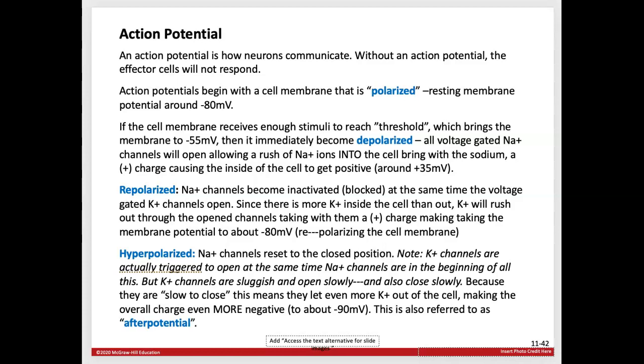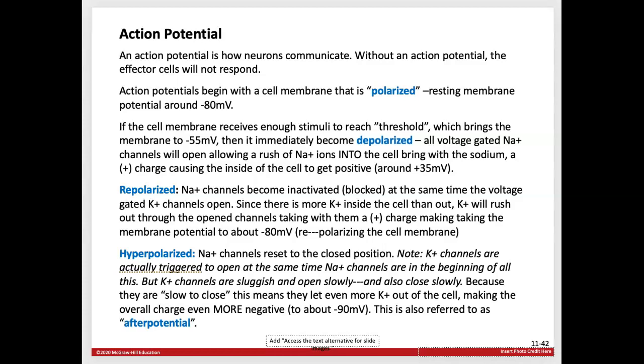So how does the cell membrane go from that hyperpolarized state back to the polarized resting membrane potential? It does so through the leak channels in the cell membrane, and also through the sodium potassium pump working in the background, doing its thing.